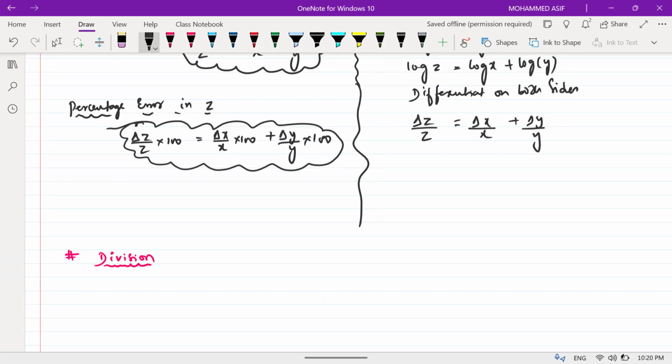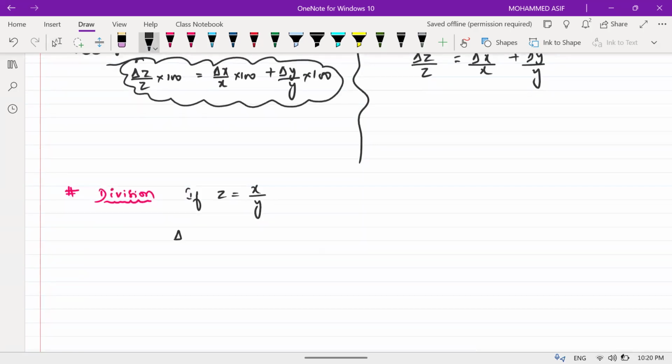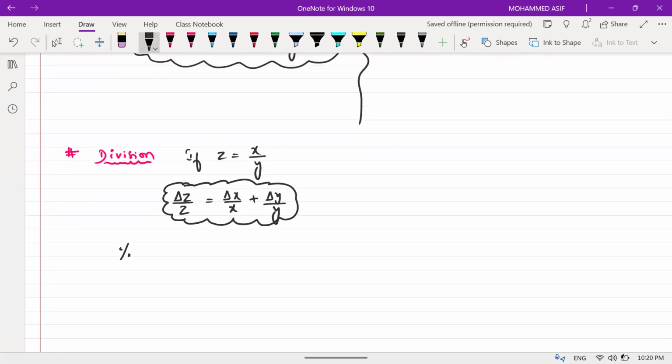In the division, if Z is equal to X divided by Y, how to write the error in this one, beta? Delta Z divided by Z is equal to delta X divided by X plus delta Y divided by Y. So this will be the answer for this one. Percentage error in Z means what, beta? Percentage error in Z is equal to percentage error in X plus percentage error in Y. That will give me the answer.